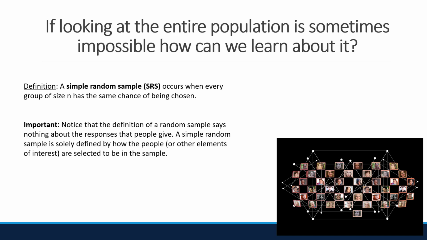Definition. A simple random sample, usually abbreviated SRS, occurs when every group of size n has the same chance of being chosen. It's important to note here that the definition of a random sample says nothing about the responses that people give. A simple random sample is solely defined by how the people or other elements of interest are selected to be in the sample.